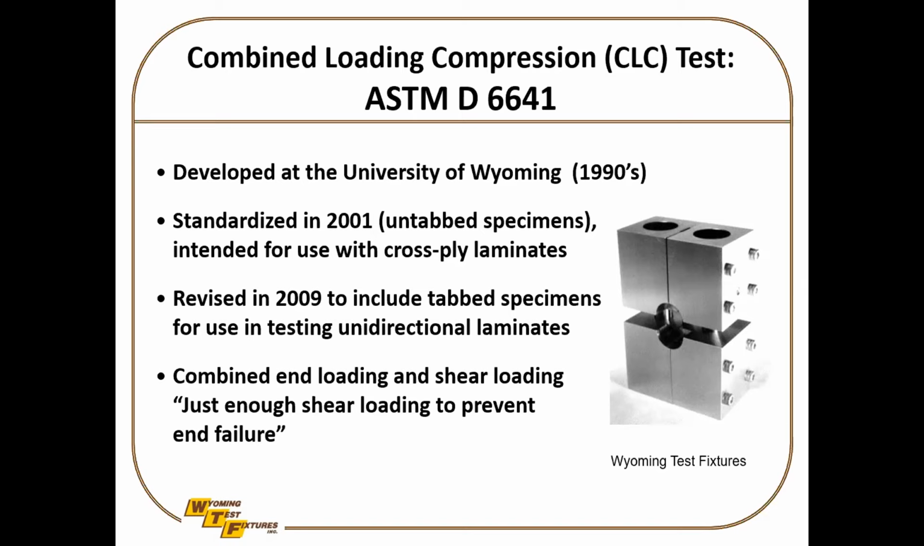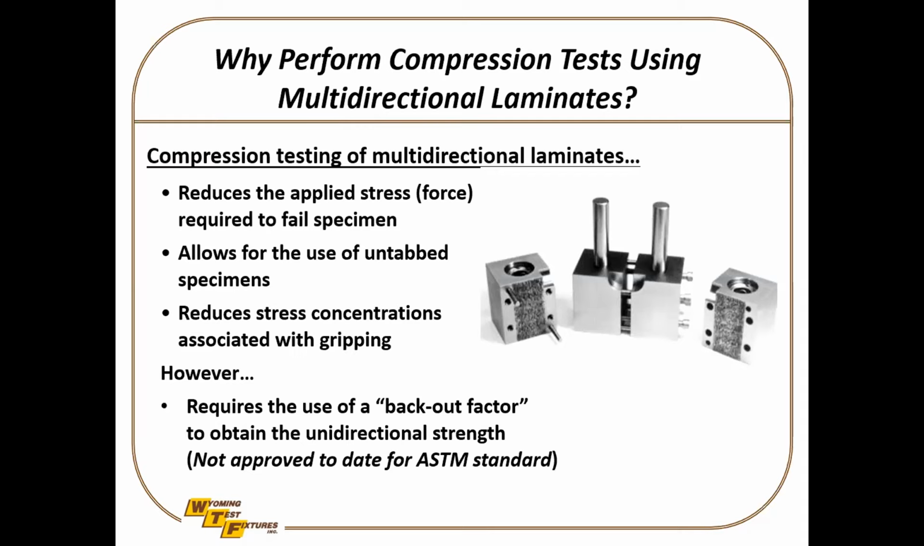And so in general, this test method can be used for unidirectional as well as multi-directional laminates with the idea that you apply both end and shear loading, and in general, just enough shear loading to prevent the ends from failing. So the whole idea here, when you test multi-directional laminates, is to reduce the amount of total force that's required to fail the specimen, and most importantly, to allow the use of untabbed specimens, which makes for compression testing that's a lot simpler and oftentimes more successful. But the use of multi-directional laminates then requires the use of this backout factor to get the unidirectional strength. And to this day, that has not been approved by ASTM for use in compression test methods.